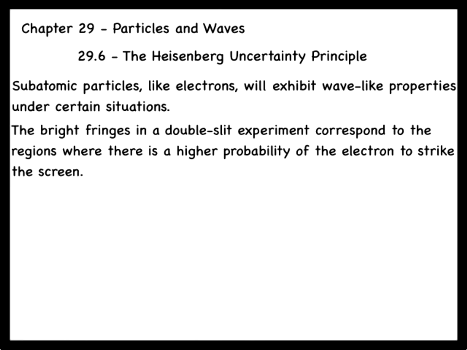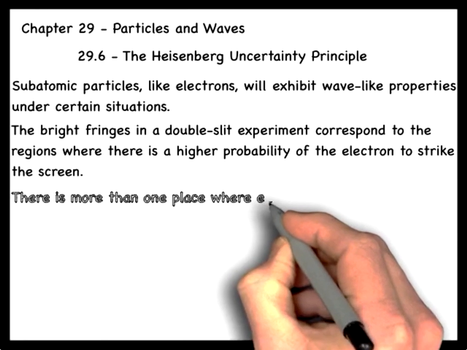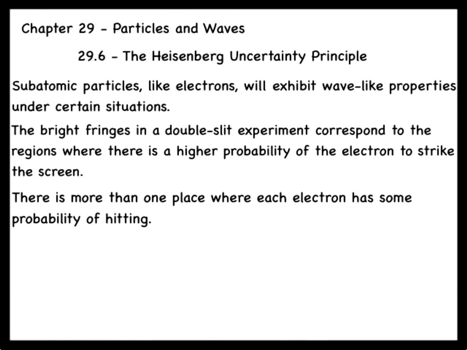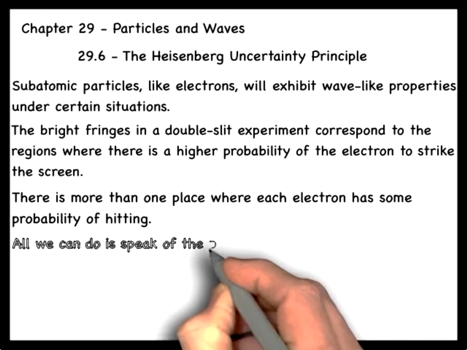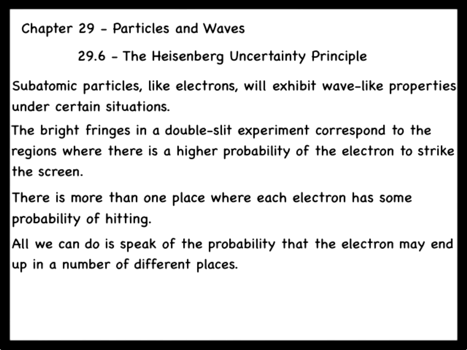Since there are a number of bright fringes, there is more than one place where each electron has some probability of hitting. As a result, it is not possible to specify in advance exactly where on the screen any individual electron will hit. All we can do is speak of the probability that the electron may end up in a number of different places. No longer is it possible to say, as Newton's laws would suggest, that a single electron, fired through a double slit, will travel directly forward in a straight line and strike the screen.